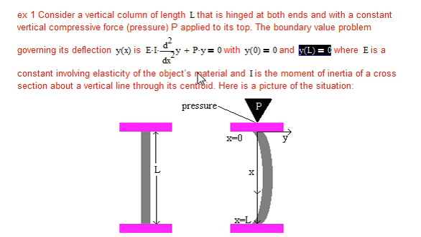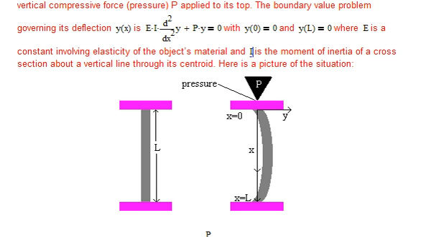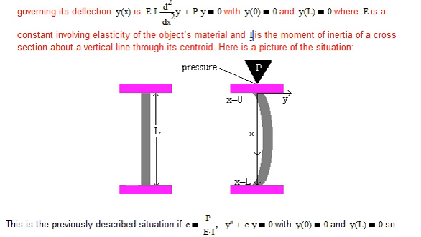constant involving the elasticity of the object's material, and I is the moment of inertia of a cross-section about a vertical line through its centroid. Here's a picture of the situation, right? We got a beam, we got pressure on top of the beam, and the beam deflects.